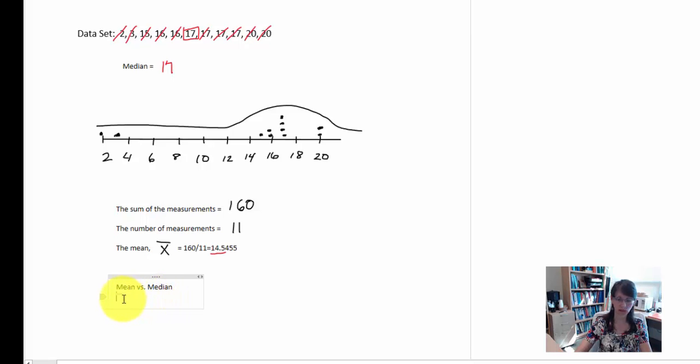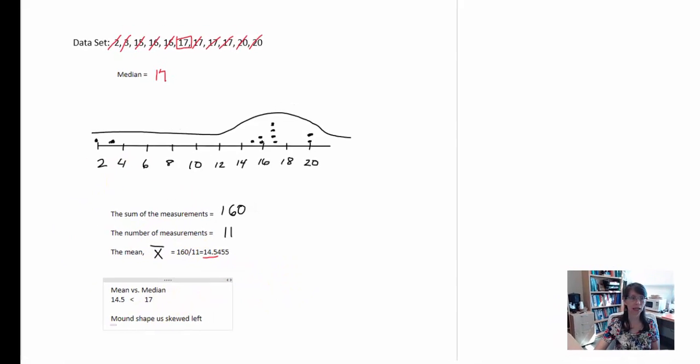So I'm going to just place the values of 14.5 compared with 17, and it does in fact represent that 14.5 is smaller than 17. So what this tells us is that our mound shape is skewed to the left. And we've just proven that by comparing the mean and the median.